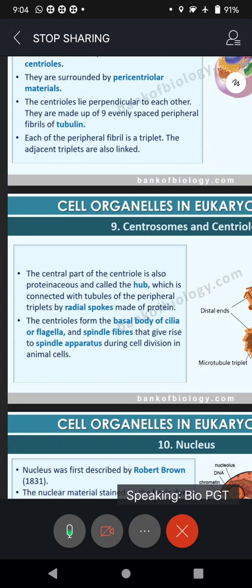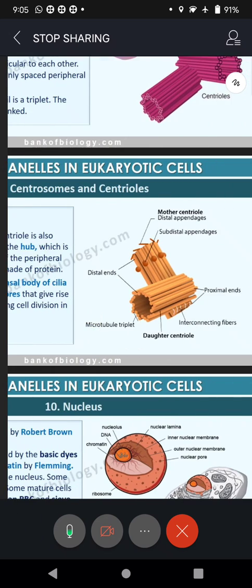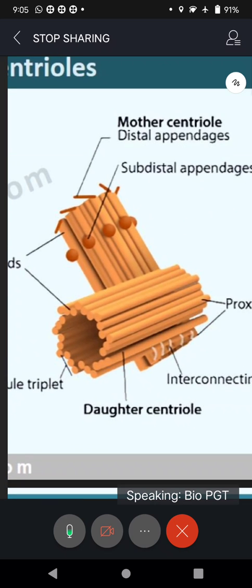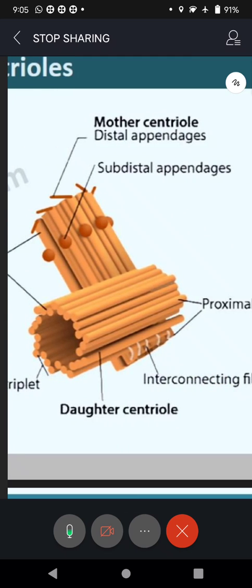The central part of the centriole is also made up of proteins and is called the hub, which is connected with tubules of peripheral triplets by radial spokes made up of protein. The centrioles form the basal body of cilia or flagella and spindle fibers that give rise to the spindle apparatus during cell division in animal cells. Now look at the structures. Yes. So we have the centrioles, and in between there are interconnecting materials, fibers, and you have proximal ends, and there are 2 mother centrioles and daughter centrioles.